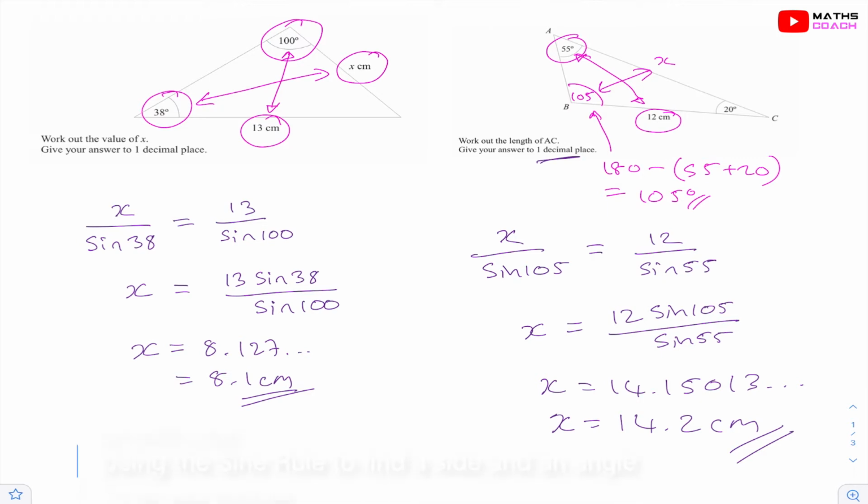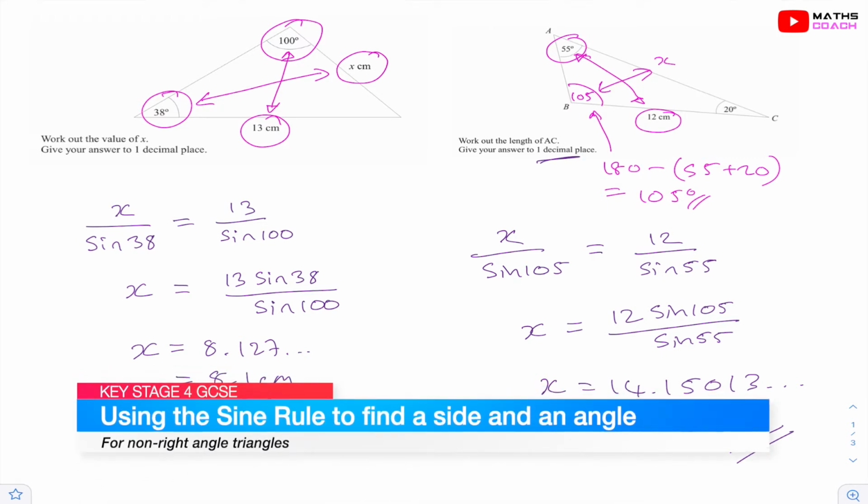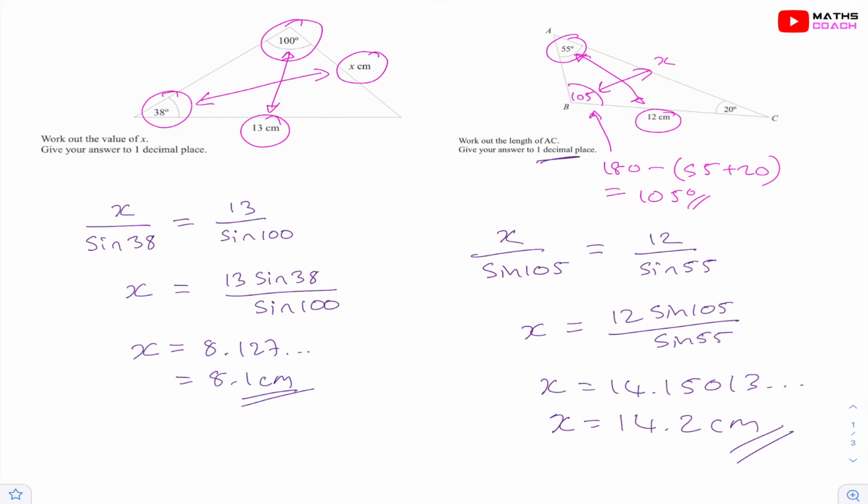Hey guys, welcome to this video where we'll be going over the sine rule. The sine rule to find the length of sides and to find the angles. This lesson is appropriate for someone who's a beginner to the sine rule or simply just needs a refresher.